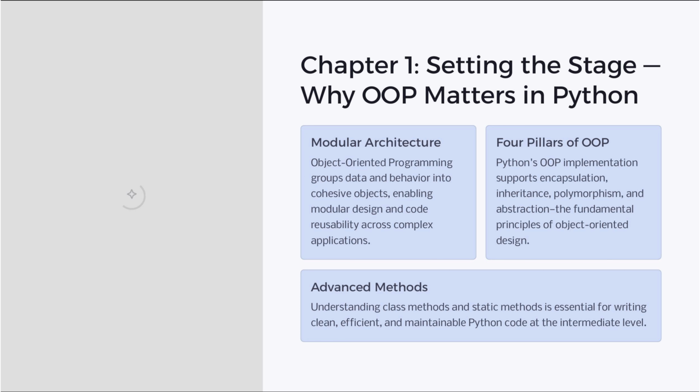a class. Object-oriented programming in Python enhances modular architecture by grouping data and behavior into cohesive objects, promoting code reusability. It relies on four pillars: encapsulation, inheritance, polymorphism, and abstraction. Mastering class and static methods is crucial for writing clean, efficient, and maintainable code, especially at an intermediate level.